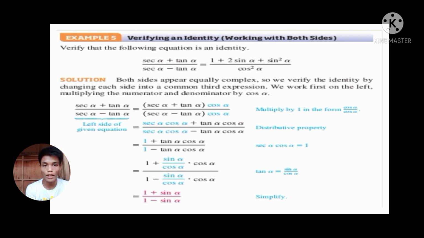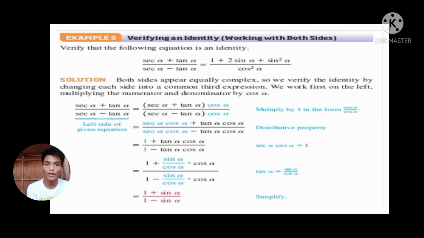Then it is equal to 1. Secant A multiplied by cosine A divided by secant A multiplied by cosine A is equal to 1. So that is why we have a 1 there. So 1 plus tangent A cosine A over 1 minus tangent A cosine A. Secant A multiplied by cosine A is equal to 1. That is why we have the 1 also there. So 1 plus sine A over cosine A multiplied by cosine A over 1 minus sine A over cosine A multiplied by cosine A.